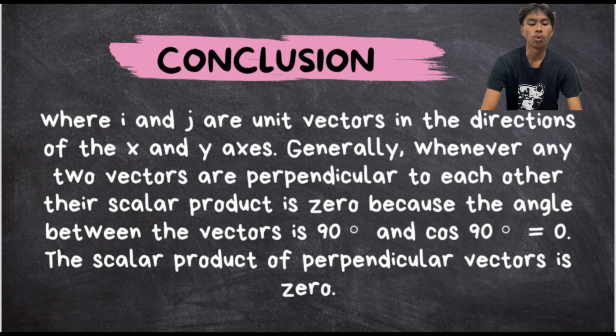Conclusion. Where i and j are unit vectors in the direction of the x and y axis. Generally, whenever any two vectors are perpendicular to each other, their scalar product is 0 because the angle between the vectors is 90 degrees and cos 90 degrees equals 0. The scalar product of perpendicular vectors is 0.